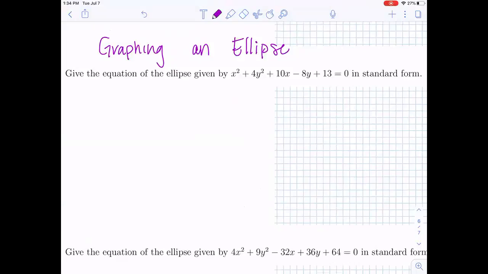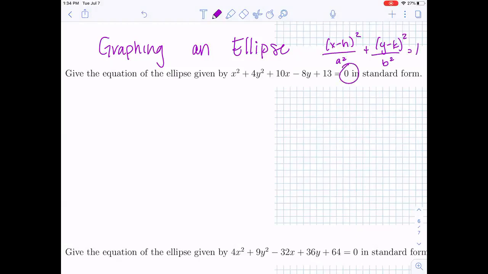Okay, in this video, I want to walk you through how to find the standard equation of an ellipse and then to graph it. So we're going to use this example: x squared plus 4y squared plus 10x minus 8y plus 13 equals 0. Standard form, remember, looks like (x minus h) squared over a squared plus (y minus k) squared over b squared, and that equals 1, not 0.